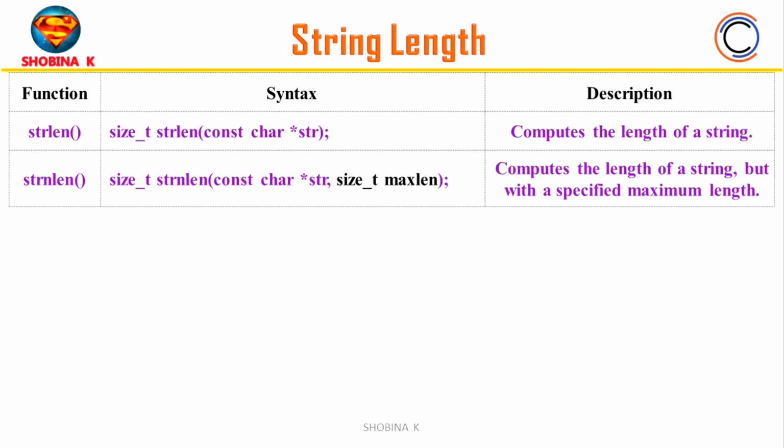strlen is the name of the function. It stands for string length. The strlen function calculates the length of a null terminated string. const char *str is the parameter of the function. It is a pointer to a constant character, which means the string pointed to by str cannot be modified by the string length function. The function takes a pointer to the beginning of the string and calculates the length by scanning the characters until it encounters the null terminator.